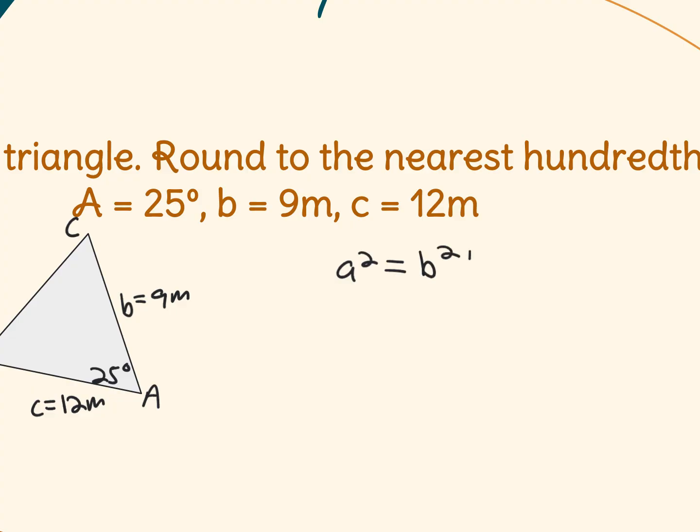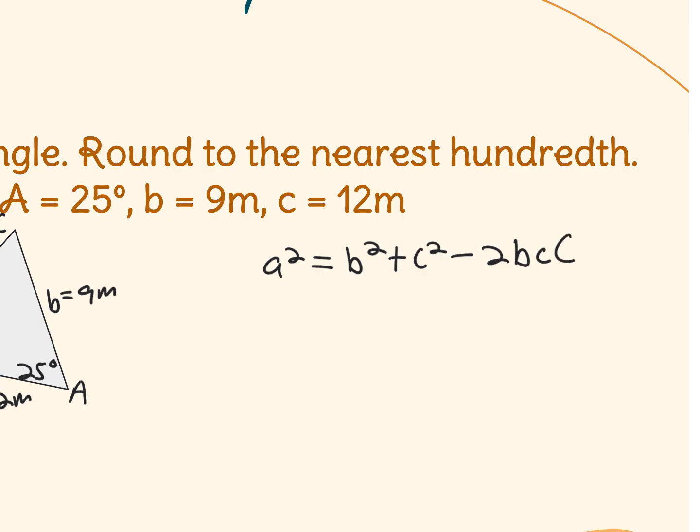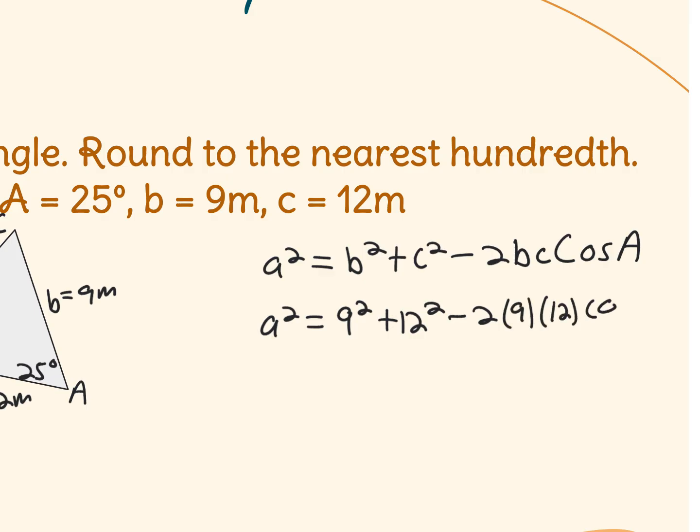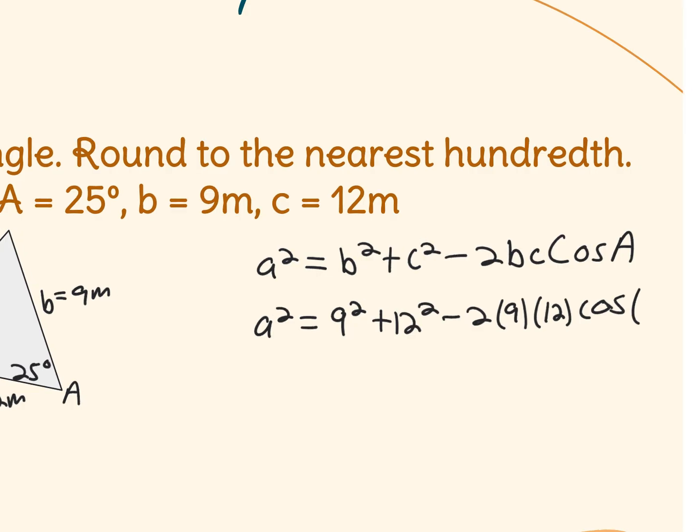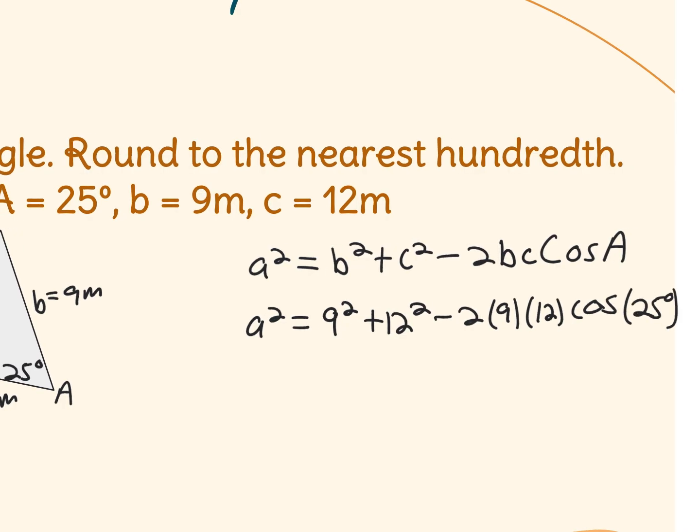Minus 2bc times cosine of A. Right, so it's a big formula, but you don't have to memorize it. You just need to be able to locate it and plug your information in. So all you're going to do is just plug everything in. Again, I would be careful in the calculator. Make sure to do everything one at a time. So I know a squared is equal to 9 squared plus 12 squared minus 2 times 9 times 12 times cosine of 25. This one you can probably do in one go.